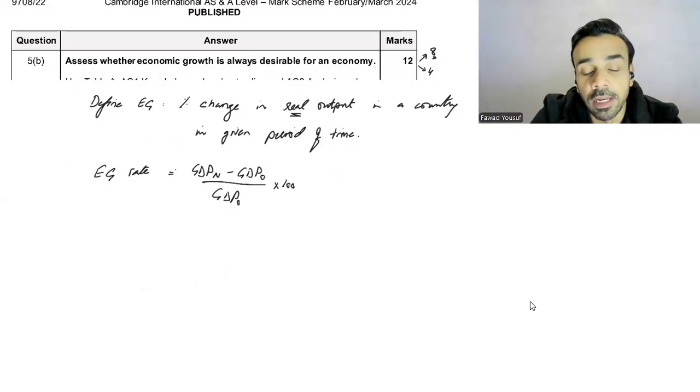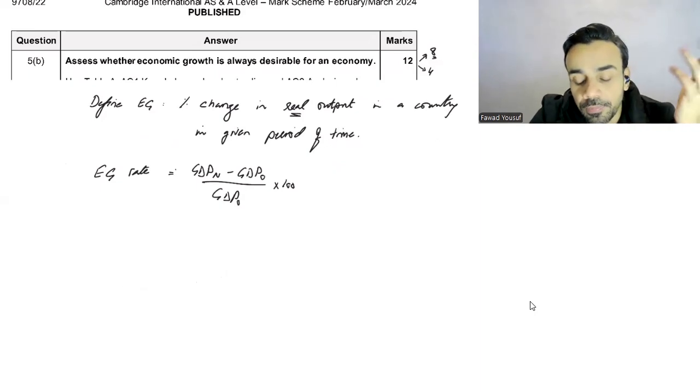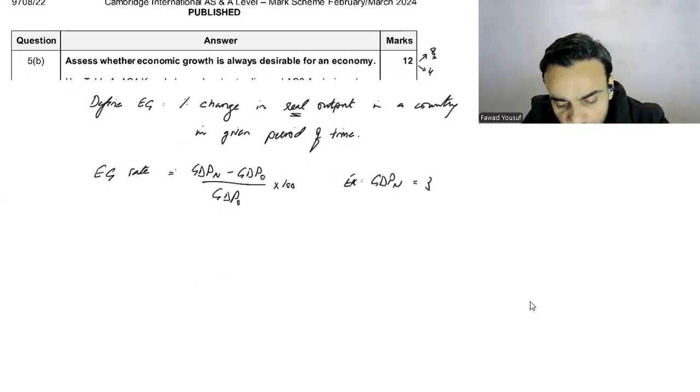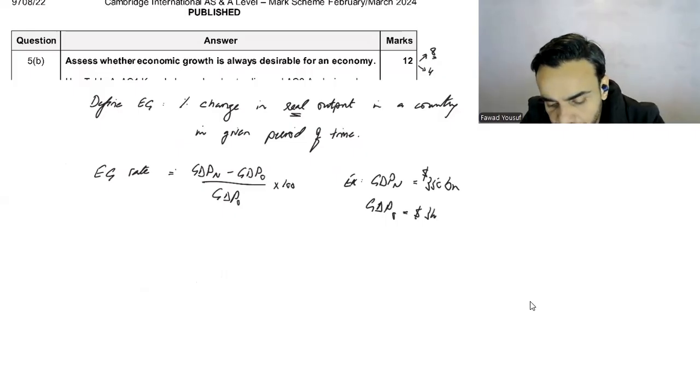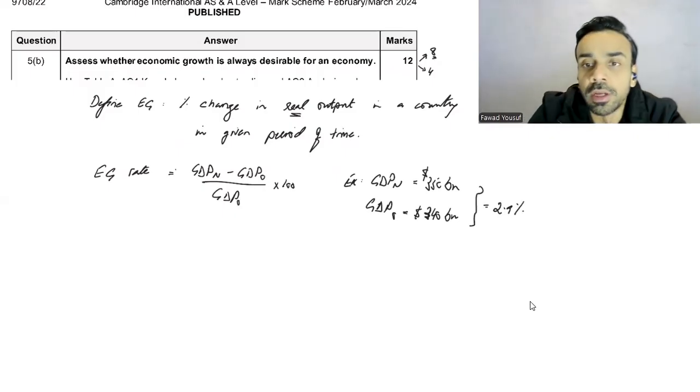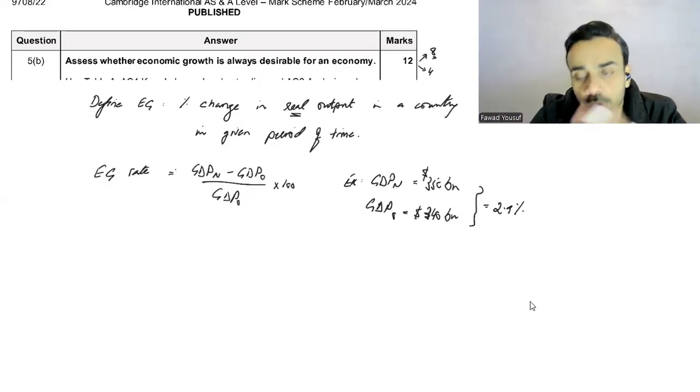If you want to give an example and prove it, like I've given before, let's suppose the new GDP for the new year is 350 billion US dollars, and in the previous year it was 340 billion. You can do new minus old, and you're going to come up with about 2.9% or something like that. So that would be a good proof that you understand what it is. But let's not forget what the question is about: is it always desirable?